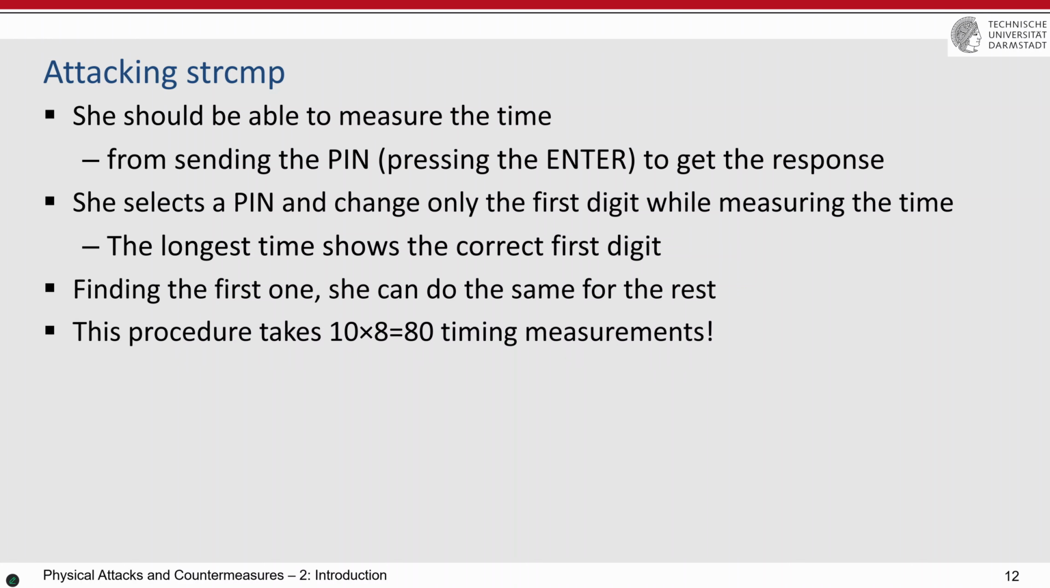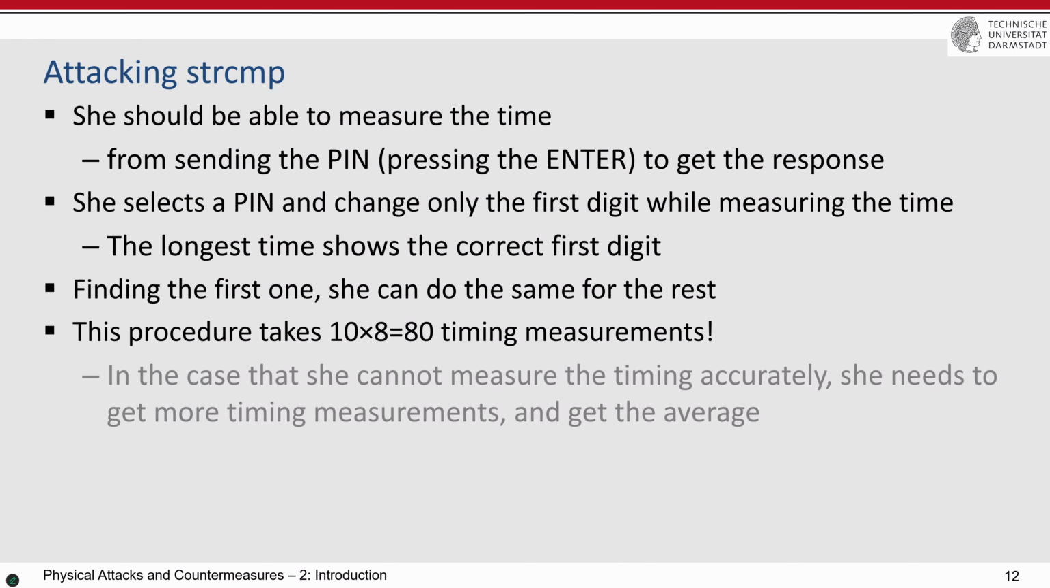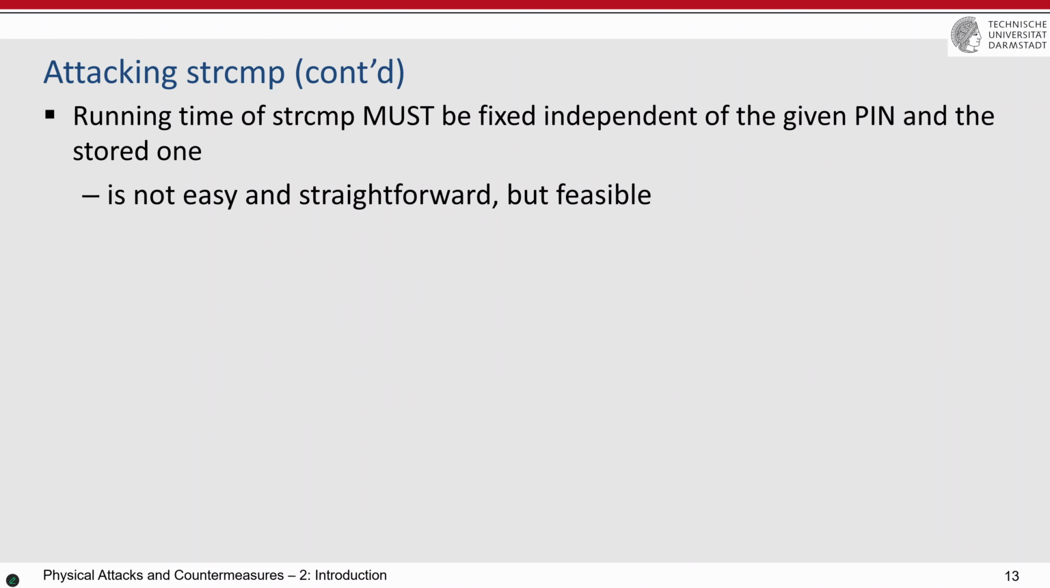Now, if we do not have any noise, then 80 timing measurements are enough if you are able to measure the timing very accurately. And then, as I explained, you may take the average if you have some kind of noise. Now, what we have to do is make this execution time completely independent.